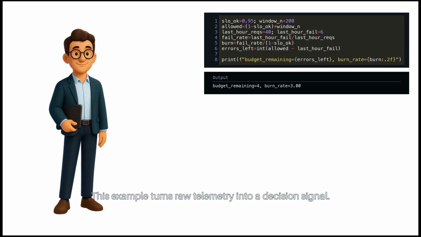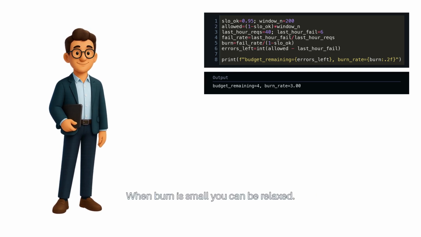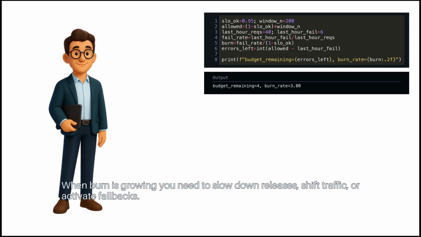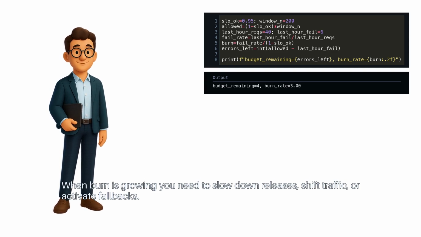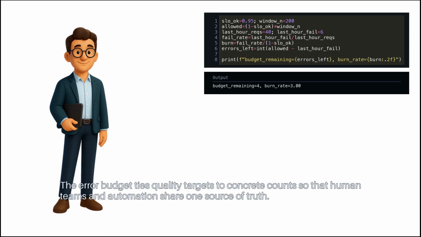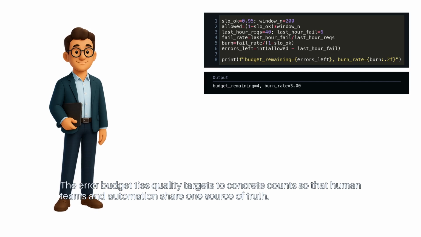This example turns raw telemetry into a decision signal. When burn is small, you can be relaxed. When burn is growing, you need to slow down releases, shift traffic, or activate fallbacks. The error budget ties quality targets to concrete counts so that human teams and automation share one source of truth.